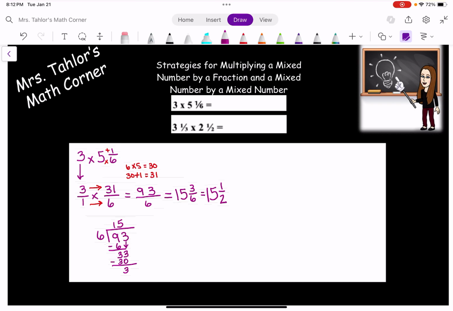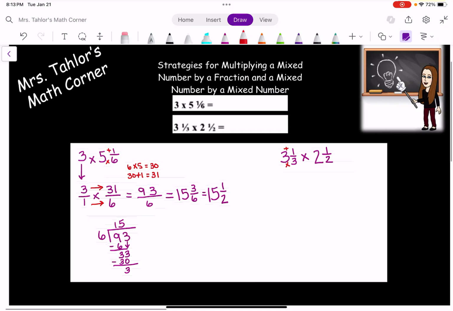Now I can move on to 3 1/3 times 2 1/2. So 3 1/3 times 2 1/2. I'm going to follow the very same procedure as I did with my first problem, only now I have 2 mixed numbers. So I'm going to multiply 3 times 3, which is 9, and then add my numerator, which is 1. So 3 times 3 is 9, plus 1 equals 10.